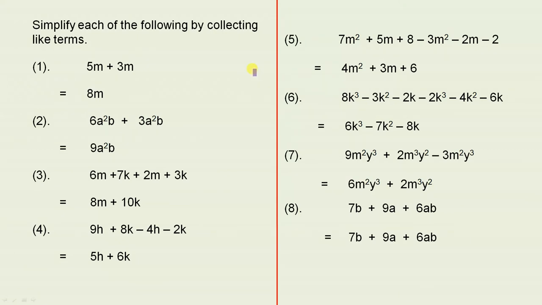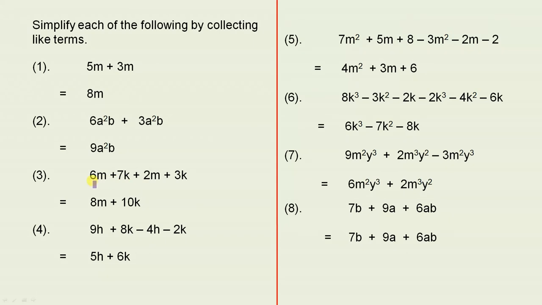Simplify each of the following by collecting like terms. 5m plus 3m. They are each like terms. They each contain the letter m with the same power. All you do is add the leading terms to give you 8m. It's like 5 marbles plus 3 marbles is 8 marbles. Number 2, when we add those two together, we get 9a squared b. 6 plus 3 is 9, and you leave the terms the same.